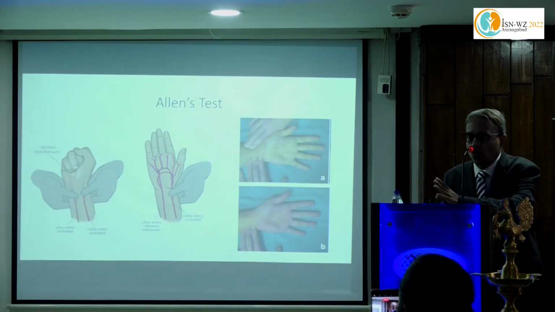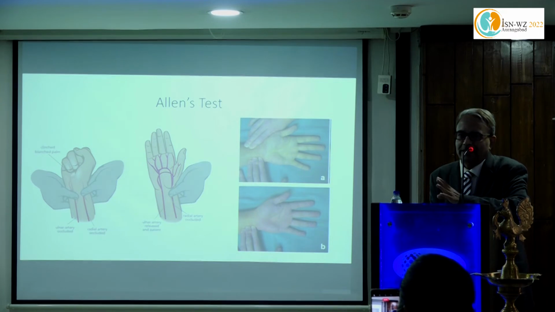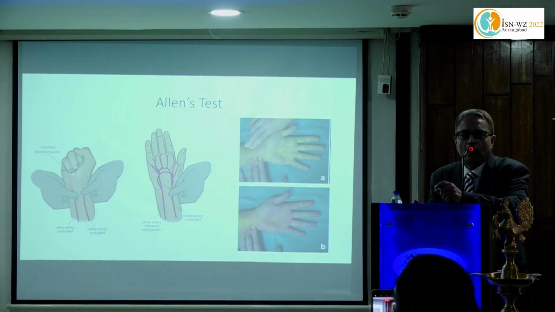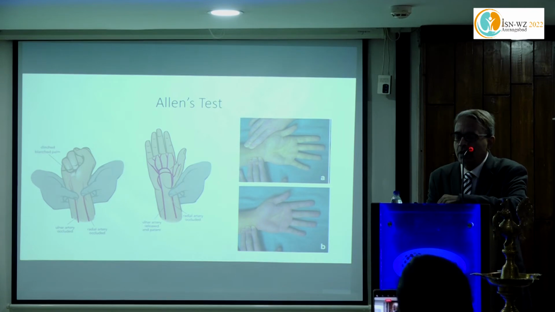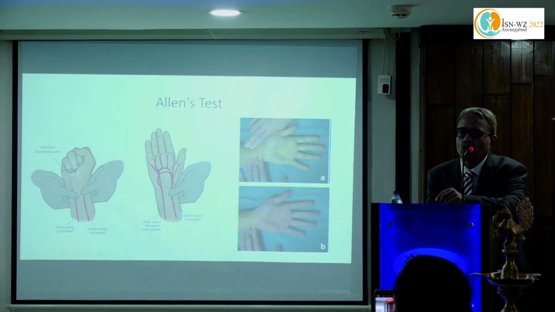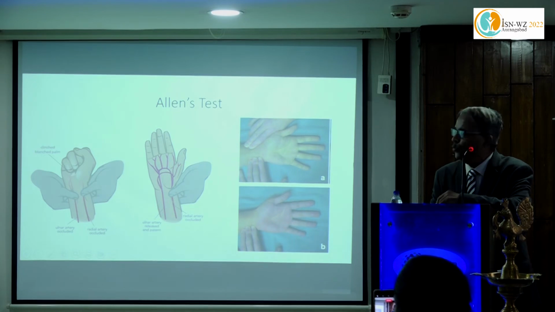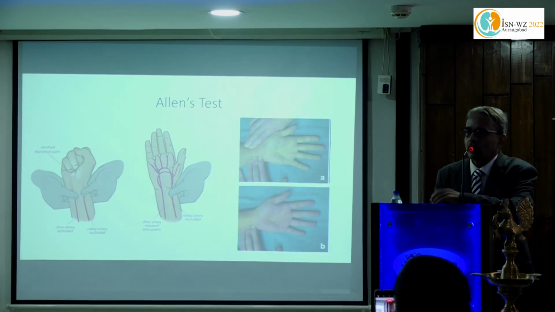Allen's test, we all know how to do it, but basically it tells you the patency of both arteries. If you happen to close the radial artery for some reason, and the ulnar artery has peripheral ischemic disease or atherosclerotic disease, you will end up with gangrene of the toes and fingers. To prevent that, you have to record the function of the ulnar artery and the radial artery by doing this test.